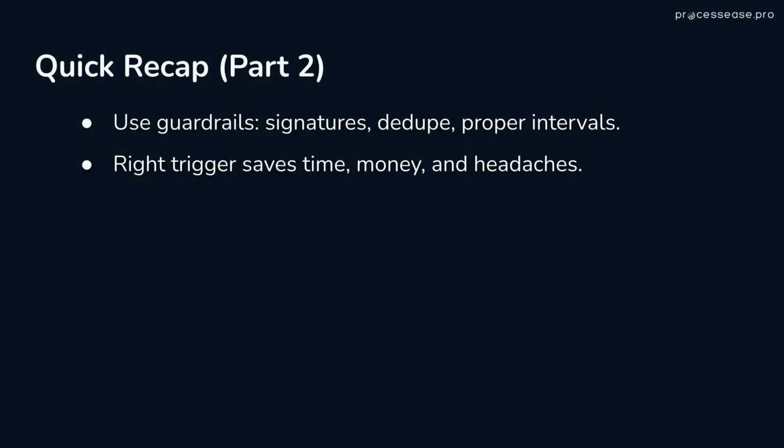But whether you use polling or events, guardrails are essential. Always verify webhook signatures so you know the event really came from the source system. Use deduplication, usually with a unique ID, because some systems may send the same event more than once. And if you are polling, make sure you set proper intervals. Poll too frequently, and you waste operations or hit rate limits. Poll too slowly, and your data arrives late. So the takeaway is simple. Use event triggers for real-time workflows. Use polling for scheduled or batch updates. And always add guardrails to keep your automation reliable and predictable.